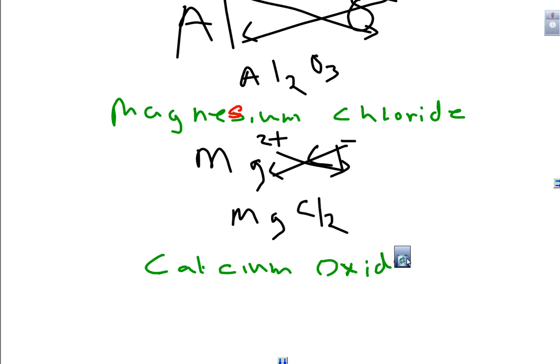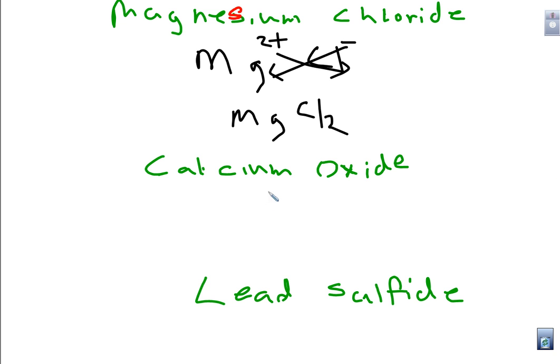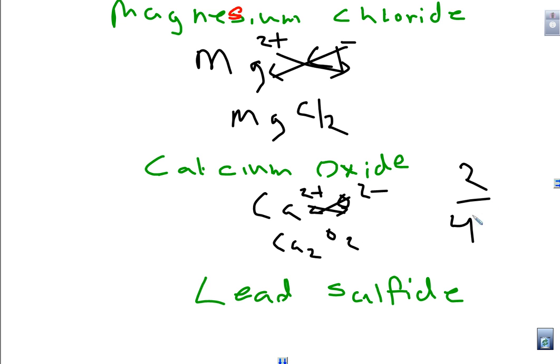Alright, now calcium oxide. This one's a little bit tougher because of this reason. Calcium is Ca, and oxygen is O. That's 2-, and that's 2+. Whenever you crisscross the charges, that becomes Ca2O2. But just like in math class, if you had a fraction that said 2/4, you reduce that to 1/2. We do the same thing. So it's CaO, and that's it. That's the same thing as MgO that was on the other slide.